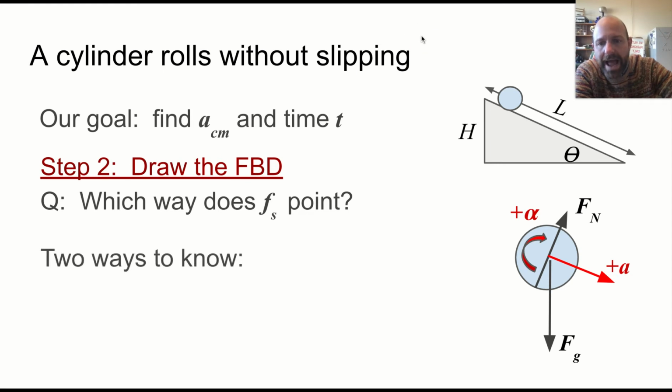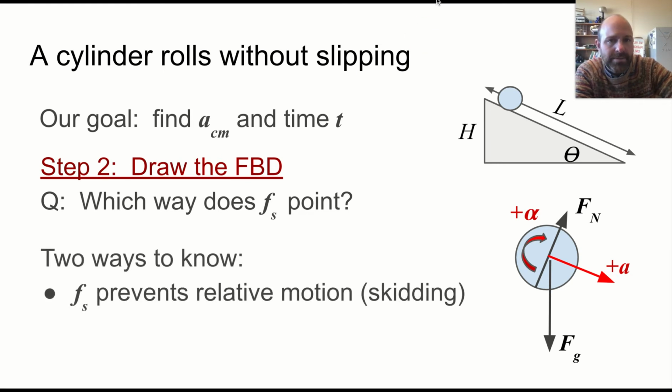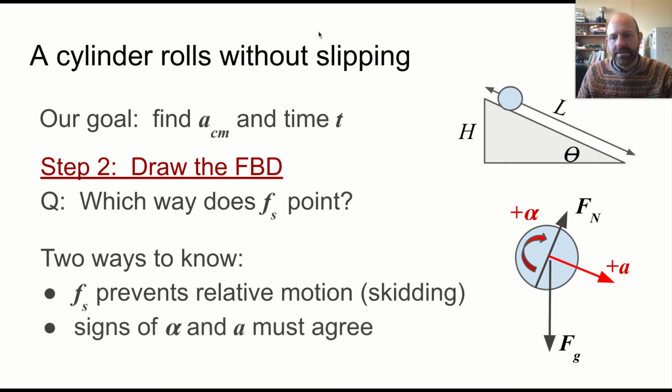For that, we have a couple different ways to think about this. One is the conceptual. If it's going to go this way and not skid, what does it need to do? If you were to get rid of all the friction and drag this down the ramp, it would slide down. But if it's going to roll, then you need something to cause it to roll in that direction. And then the signs of alpha and a must agree. So one of them is more an analytical, write-out-equations way, and one of them is conceptual.